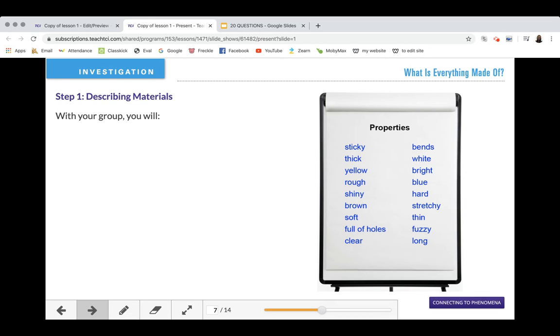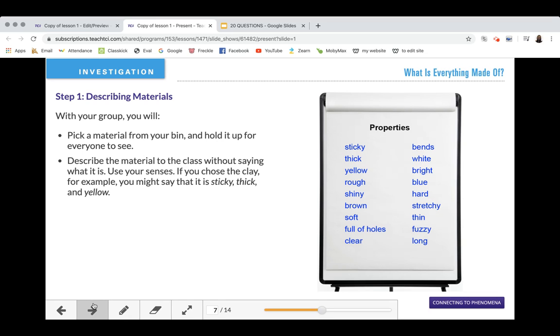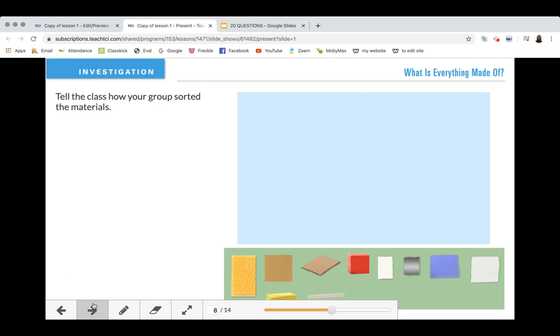If something is soft or rough or full of holes. If it's clear, maybe you can see through it. If it bends, it's white and bright and hard. Something that you see could be stretchy, it could be thin, or fuzzy, or soft, or it could be just long. Those are some examples of properties of different materials.